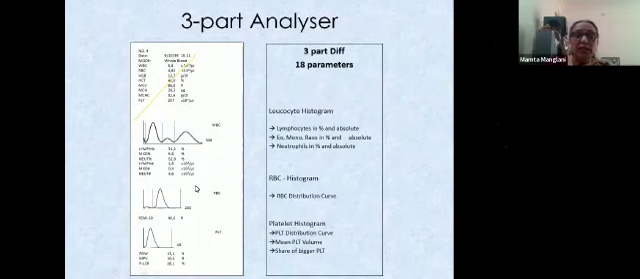So when you look at a CBC on a 3-part analyzer, it gives you 18 parameters. It is called 3-part because the leukocytes are only distributed into 3. They do not distribute it into 5. And there you have eosinophils, monocytes and basophils together. Sorry, not neutrophils. Neutrophils are separate and lymphocytes are separate.